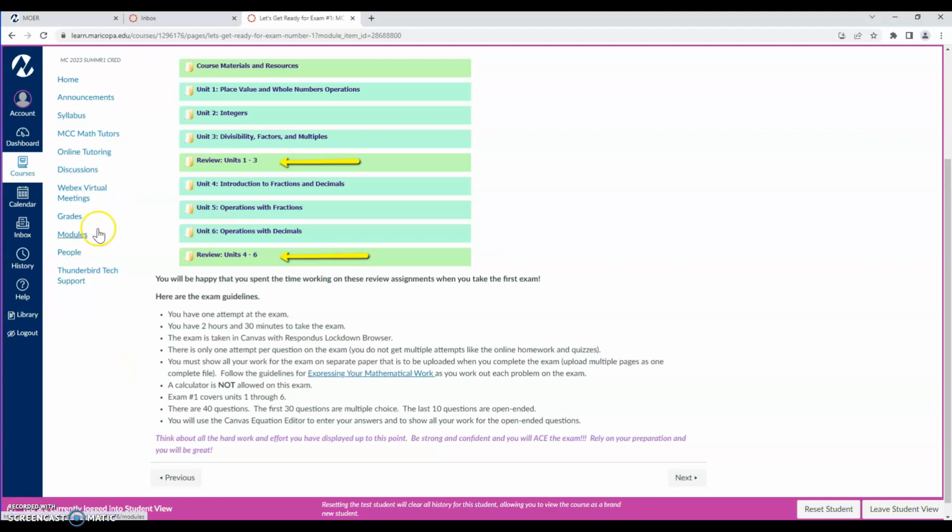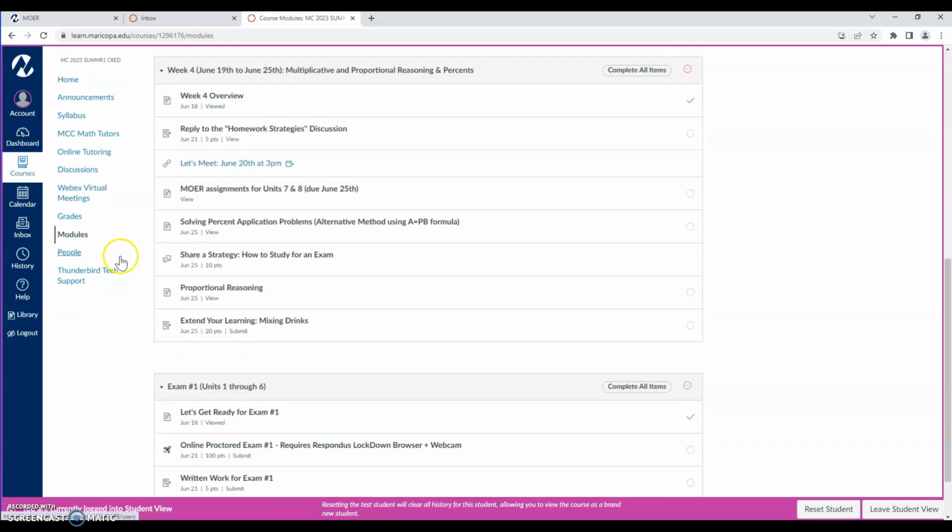Okay, so let's see if there's anything else other than the exam that I want to focus on during week 4. So you want to reply to a classmate in that homework strategies discussion board if you haven't done that yet. There is a Let's Meet session on Tuesday the 20th at 3 p.m. So if you have any questions before you take the exam on Wednesday the 21st, definitely show up at the Let's Meet and we can work through some practice problems.